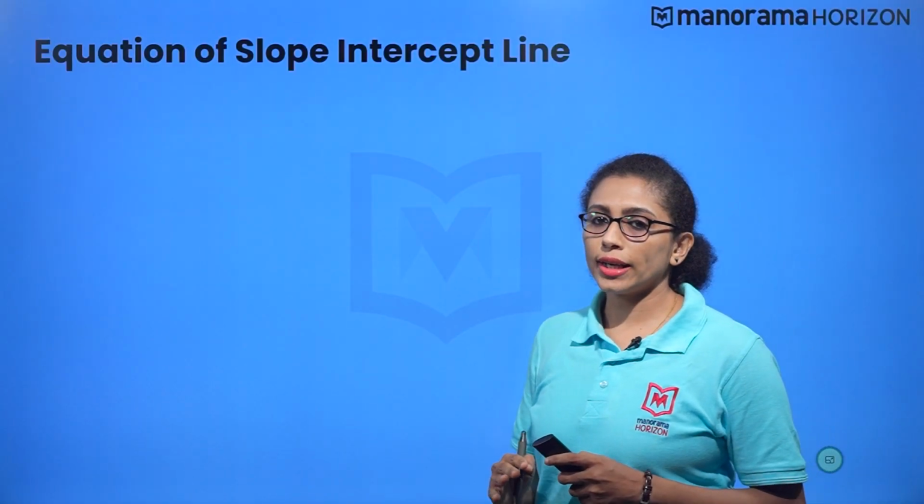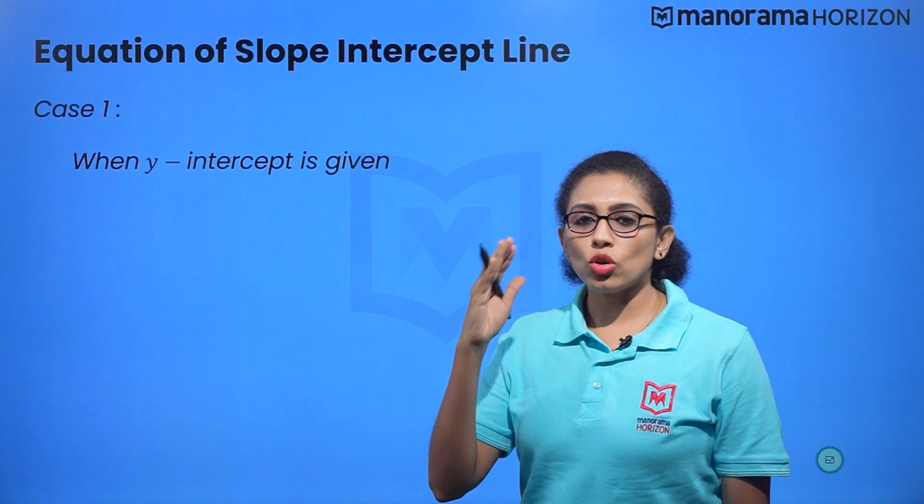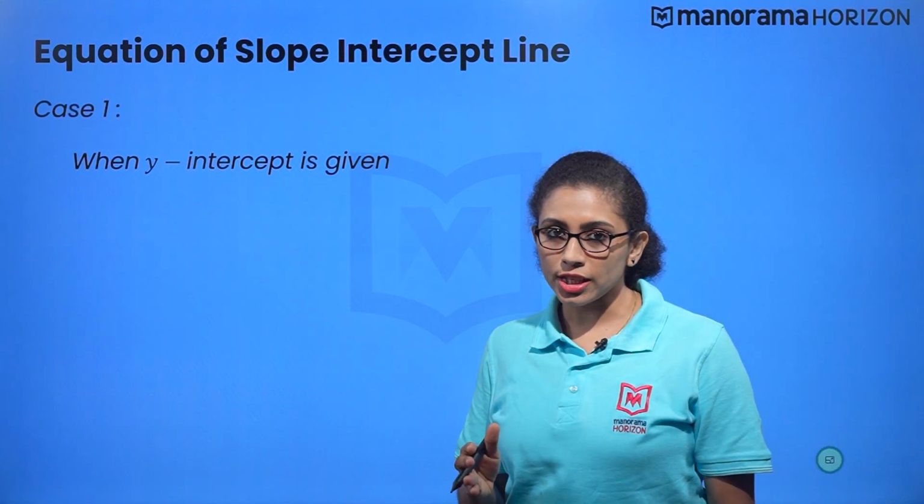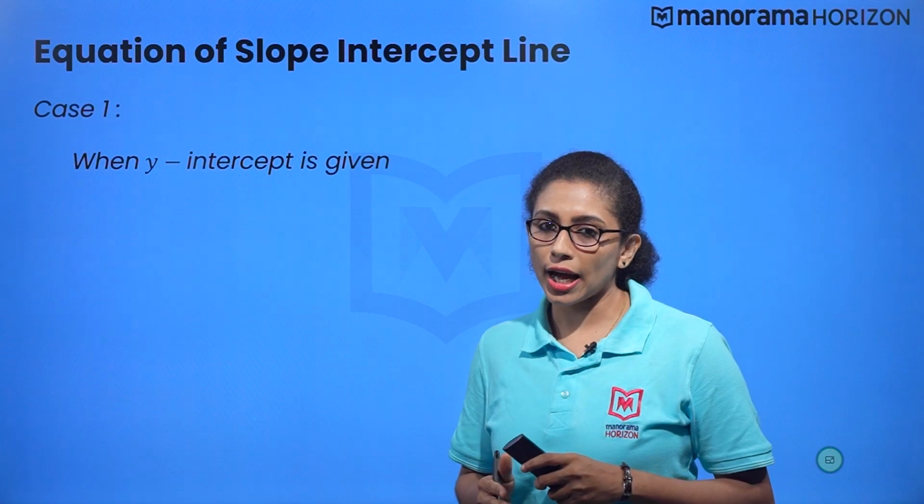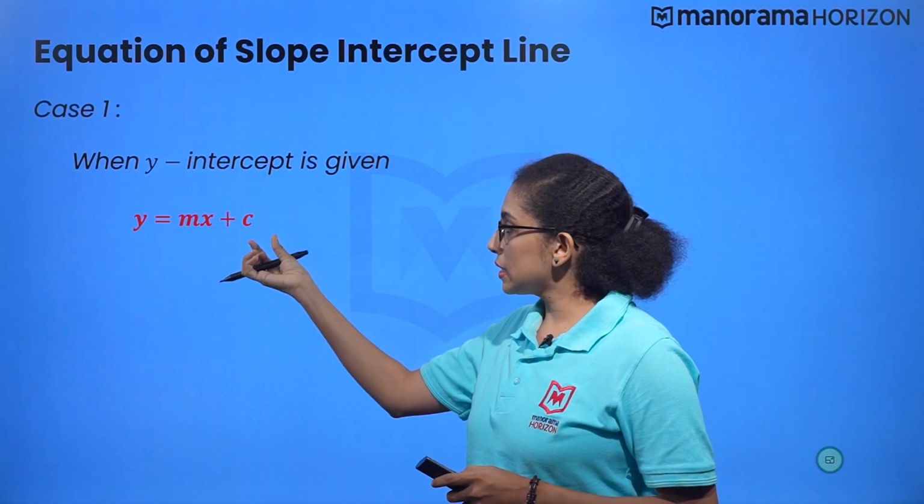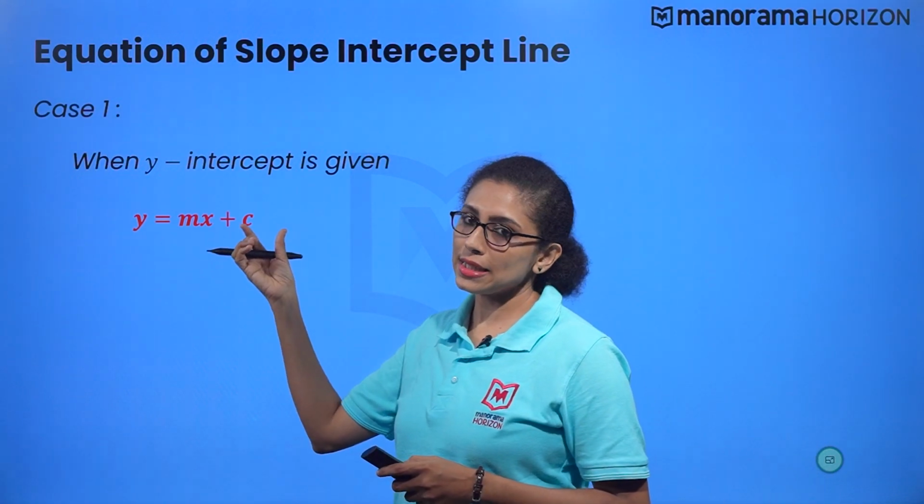Now, let's look at the equation of a slope-intercept line. In case 1, if the line L with slope m cuts the y-axis at a distance of c units from the origin, then the distance c is the y-intercept of the given line L. So, in this case, m is equal to the slope, c is the y-intercept, and the equation will be y equal to mx plus c.